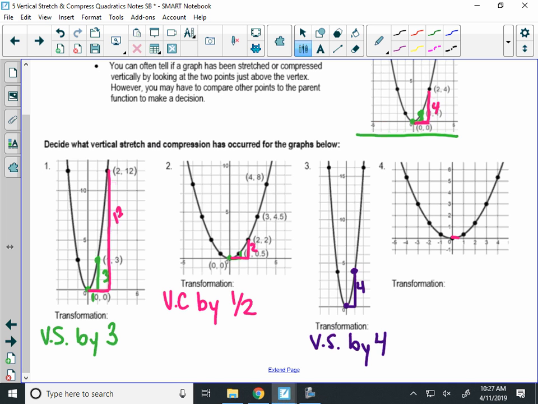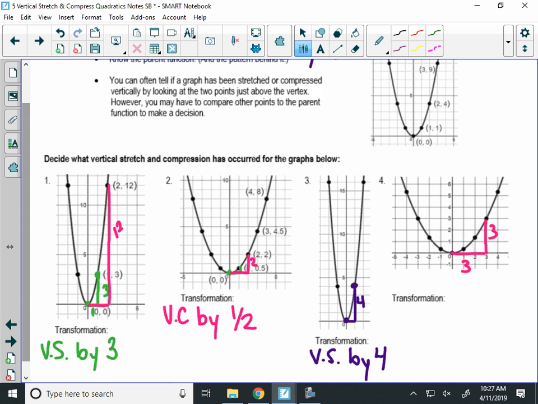The last one here. I go out 1, up, I can't really tell. That point doesn't help me. So I go on to the next one. I go out 2, up a fraction, but I still can't tell how much because I don't have the points plotted. So I have to go out to the third point. Out 3, up 3. Now if I look at the parent function up above, when you go out 3, you go up 9. So in our new graph, 3 is 1/3 of 9. So we have a vertical compression here by 1/3.